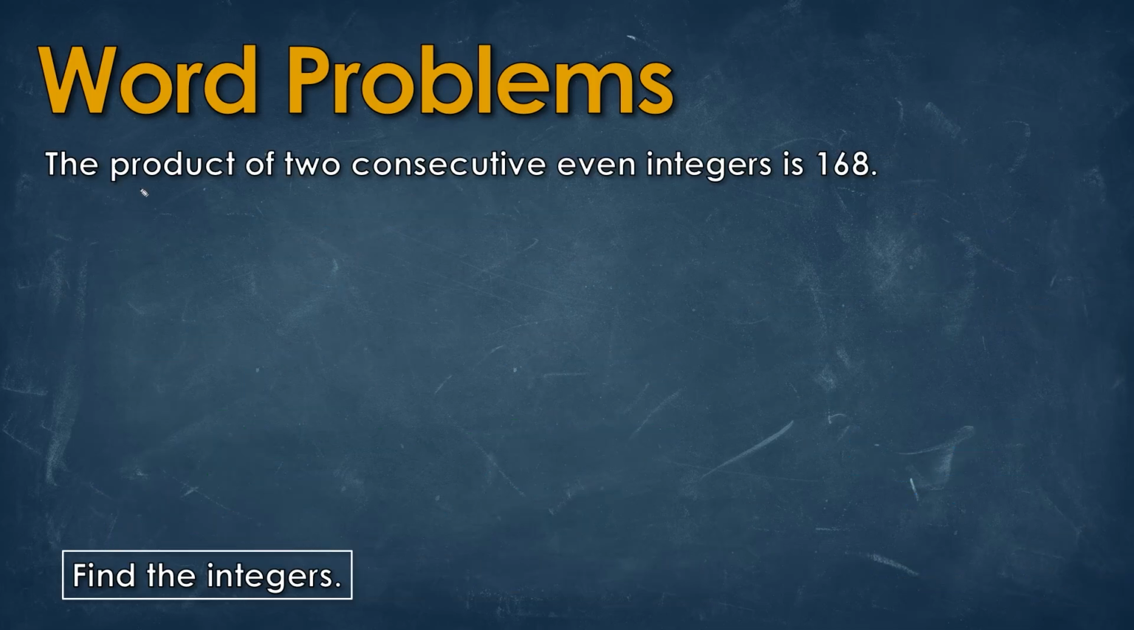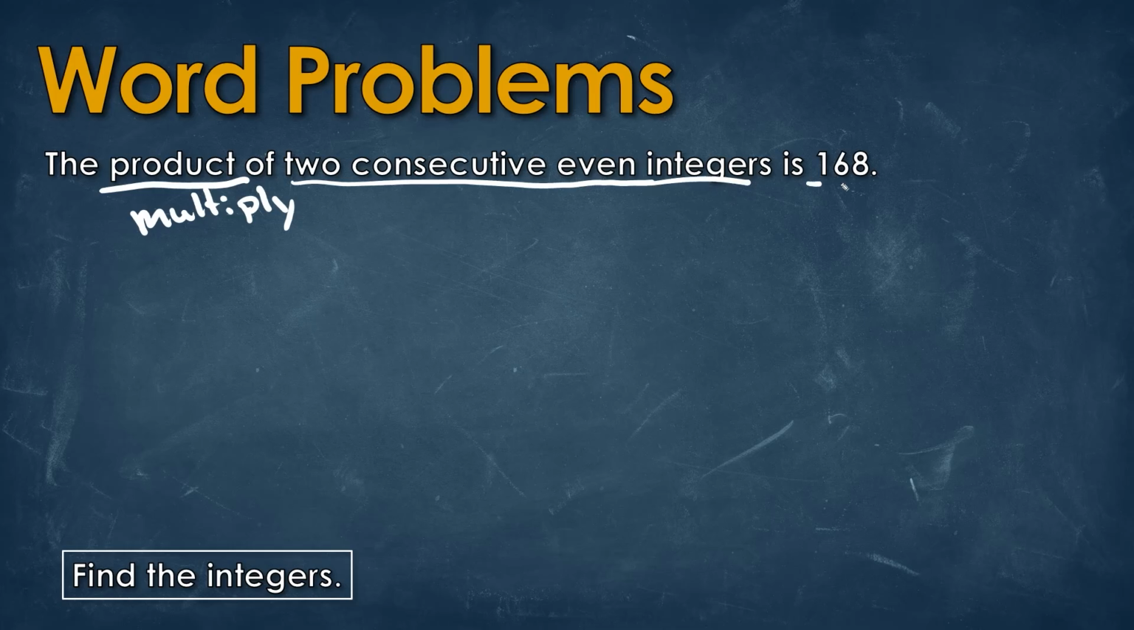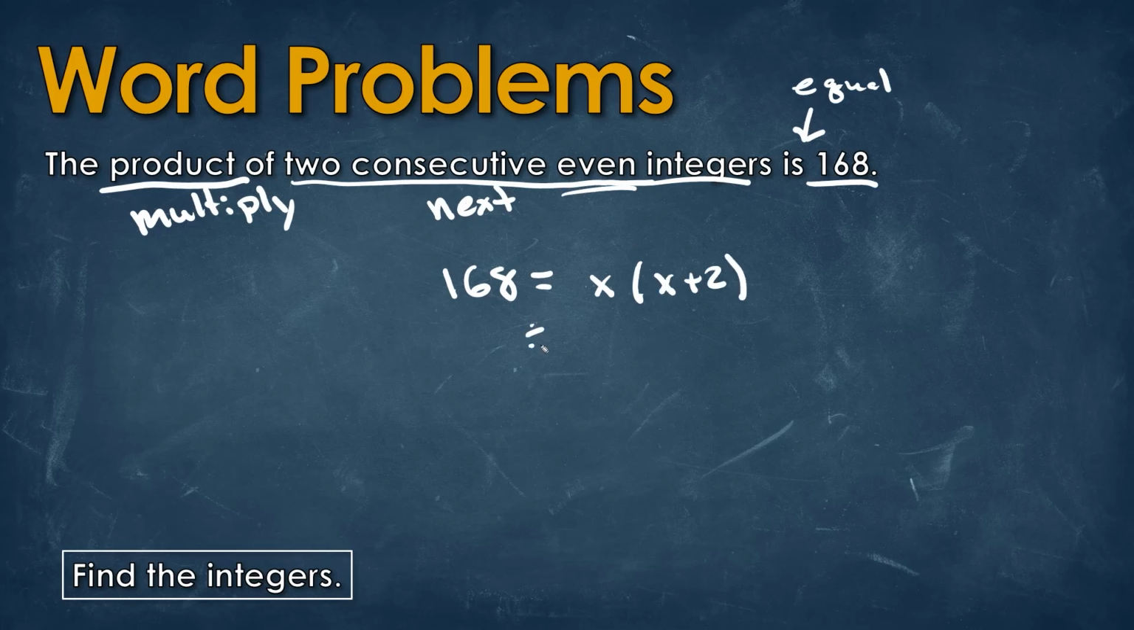For this problem, it says the product, which is going to be the multiplication of 2 different numbers, of 2 consecutive even integers is 168. Again, this word is going to mean equal. So we'll have 168 is equal to some number, and then the next consecutive even integer. So that would be x plus 2. If we were to multiply this all out, we'd have x squared plus 2x is equal to 168.